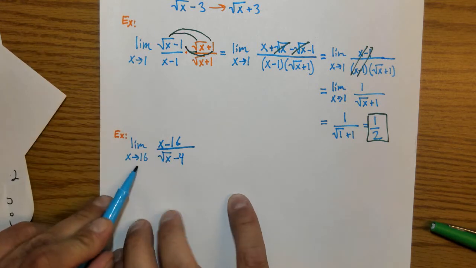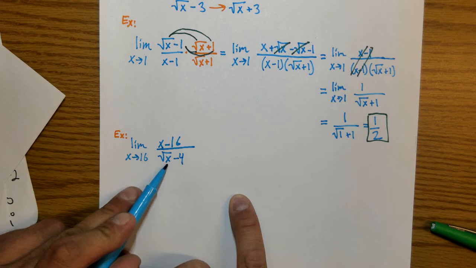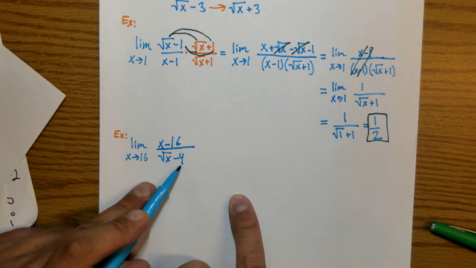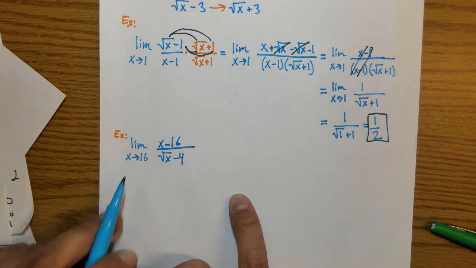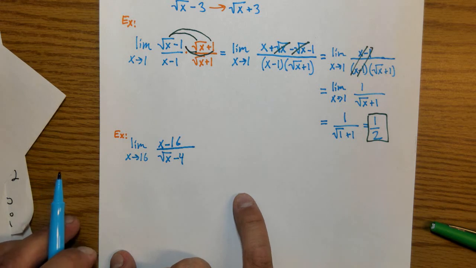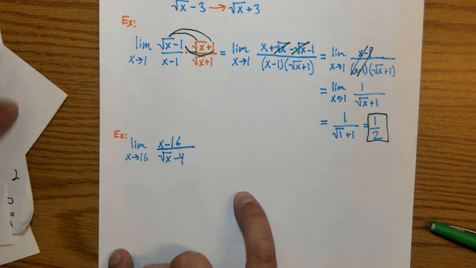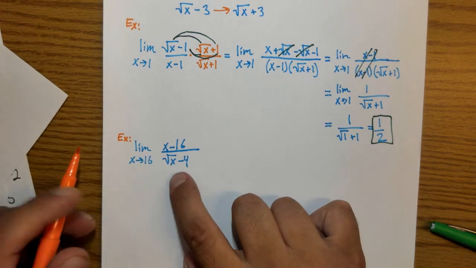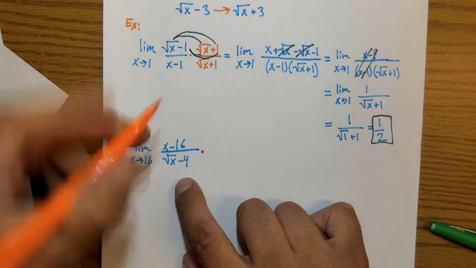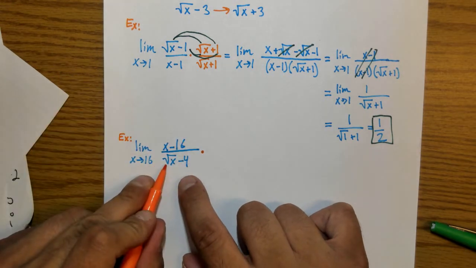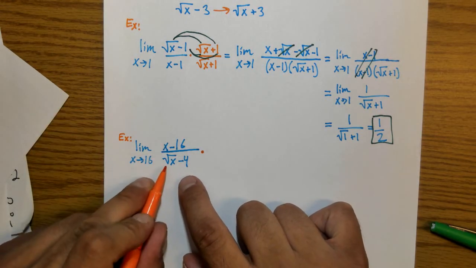Now, as you can see, if I try to plug in 16, well, the square root of 16 is 4, so 4 minus 4 is 0. So we can't just plug it in. Can't factor anything. I see the square root, so immediately I think conjugate. So I'm going to multiply now by the conjugate of this bottom. I'm multiplying by the conjugate of whatever side, top or bottom, has the square root sign.